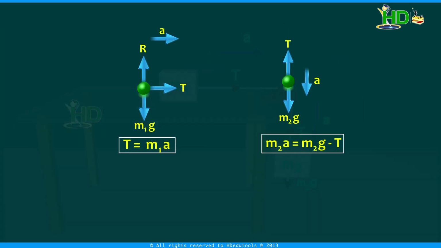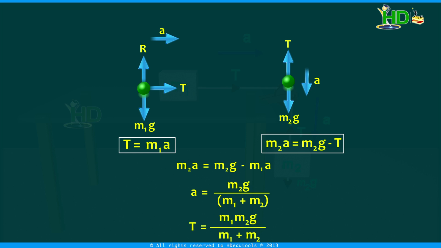Solving equations 1 and 2, we get M2A equal to M2g minus M1A. From this we can write the acceleration is M2g by M1 plus M2, and the tension T equal to M1 M2g by M1 plus M2.